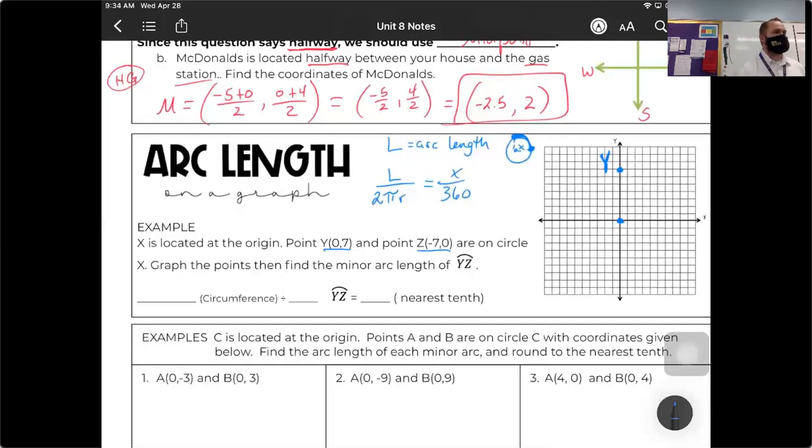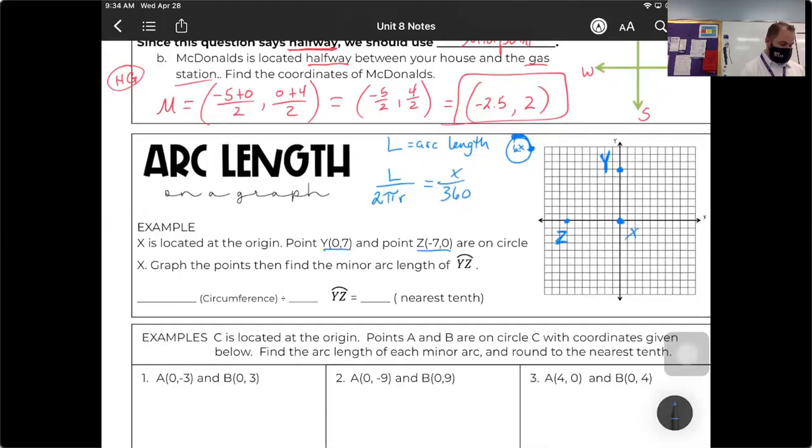And Z is at -7, 0. So how would you describe where that is to somebody? -7, 0 for Z. Left 7 from where? From Y? From the origin, right? Not down, left.